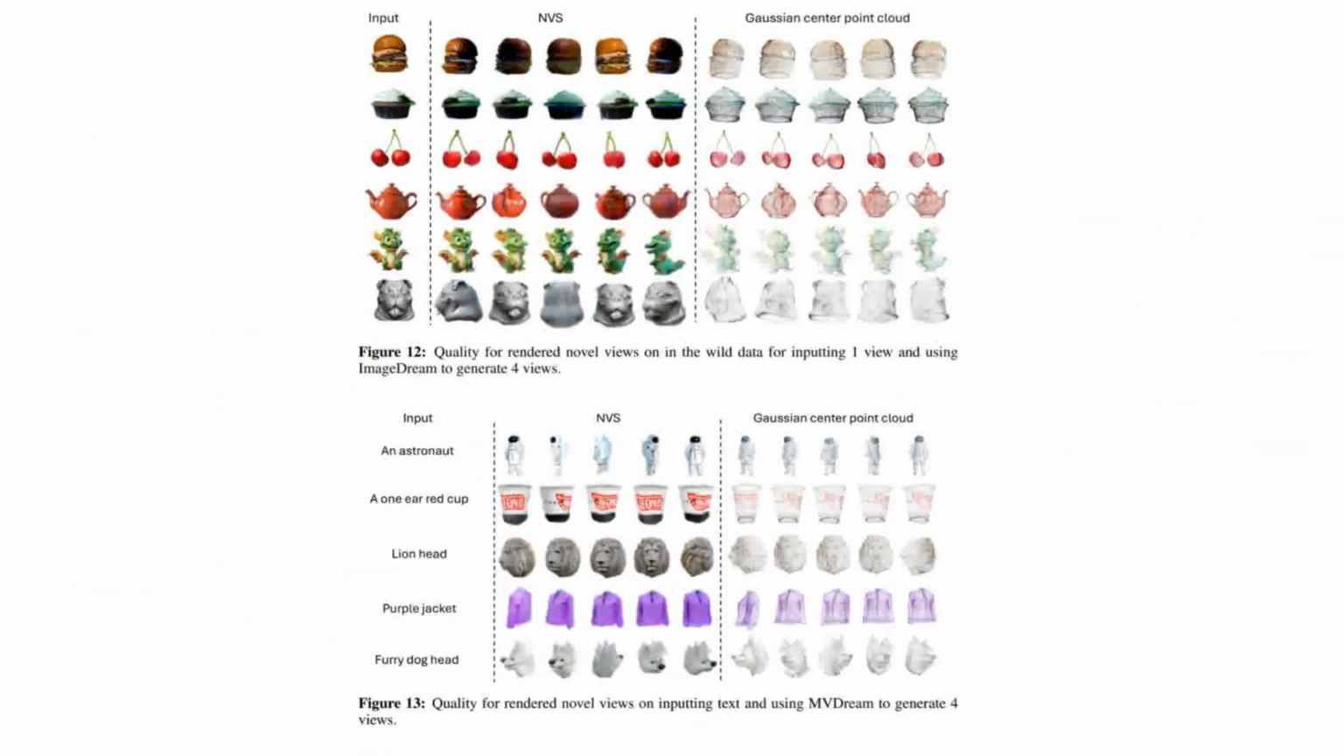Here are the in-the-wild image-to-3D and text-to-3D tasks. We can observe that our model can deal with different kinds of tasks with the help of some off-the-shelf generation-based multi-view image models.